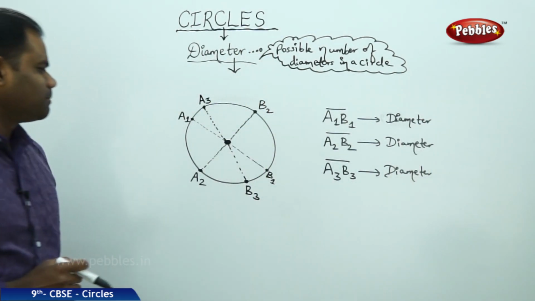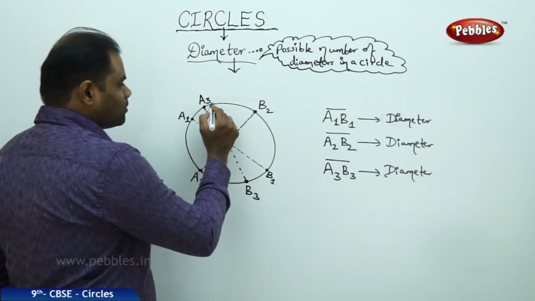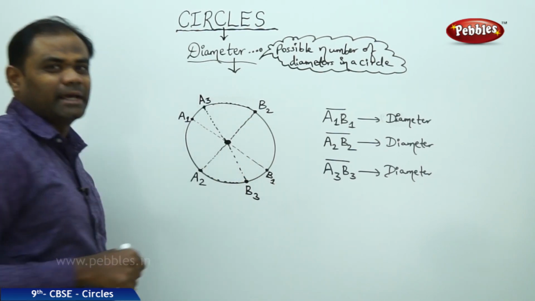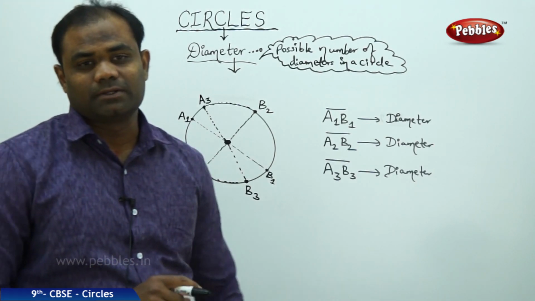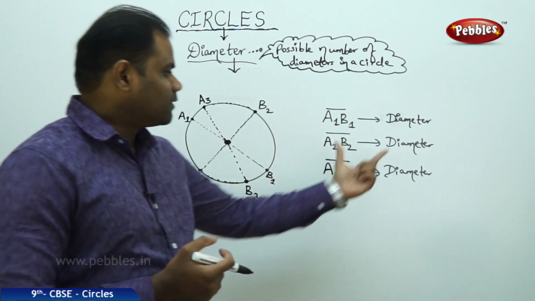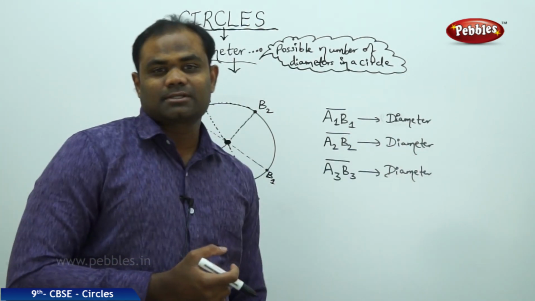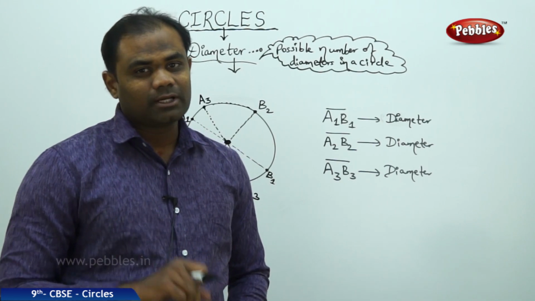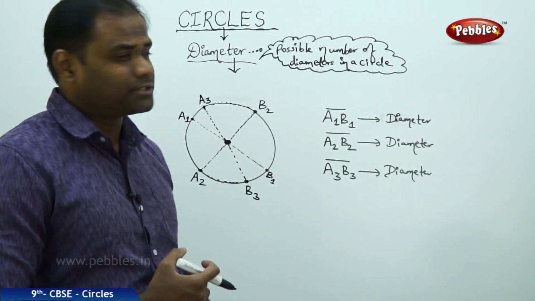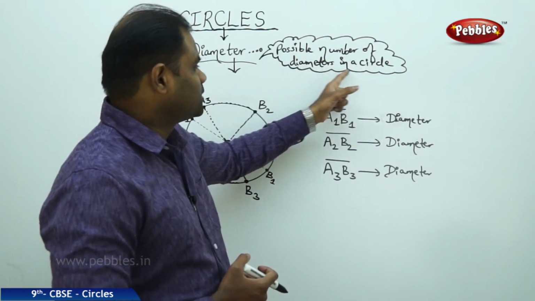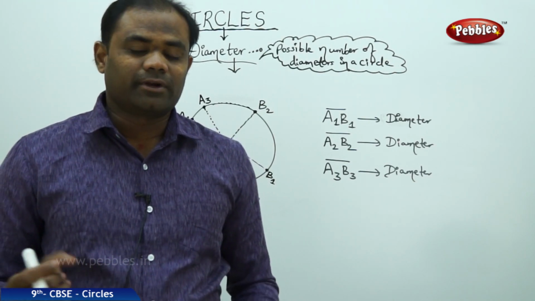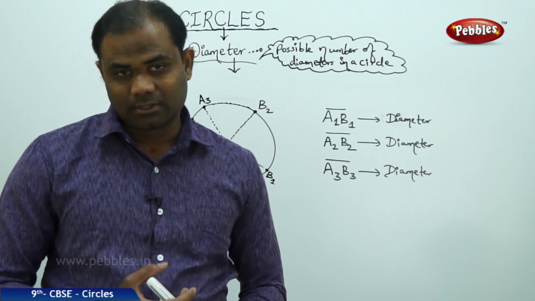So as I see here, since there are infinitely many points on the circle, I have infinitely many pairs of lines which I can make passing through the center. So therefore, for infinitely many points in the circle, I have infinitely many diameters coming into existence. So my learning outcome here is that for any circle I take into consideration, the possible number of diameters in the circle are infinitely many. So therefore, there are infinitely many diameters in the circle.